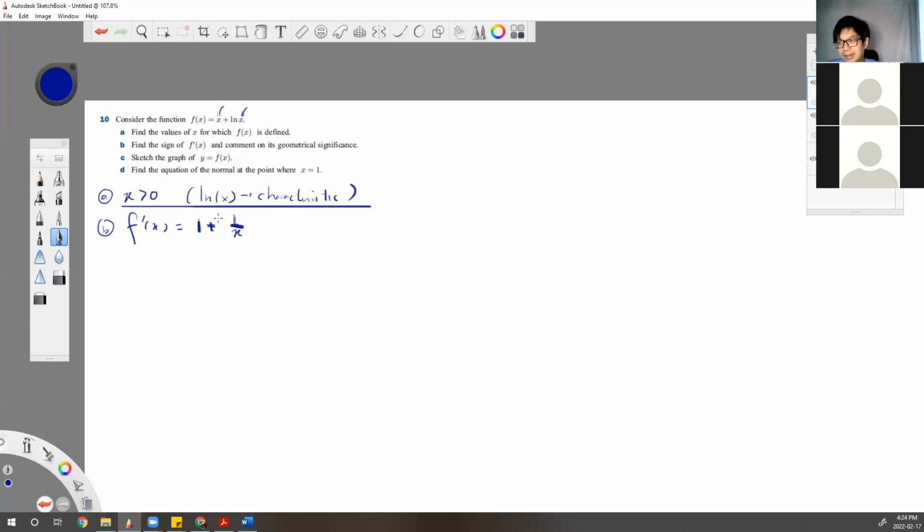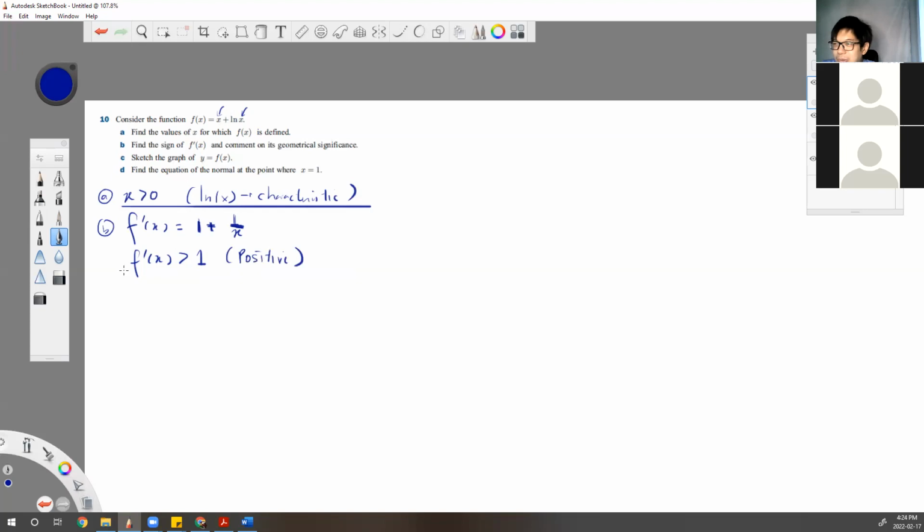1 plus something. If x is 1 billion, for example, then it is 1.000000001, for example. So f'(x) will always be more than 0. It cannot even be 0. It is way more than 1. Okay, but it is positive, right? So the sign is positive.